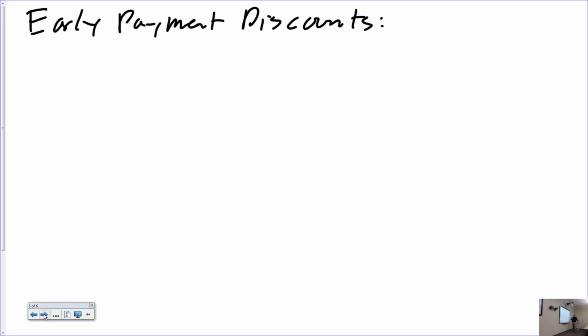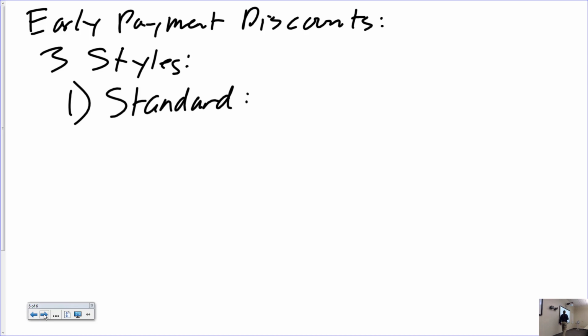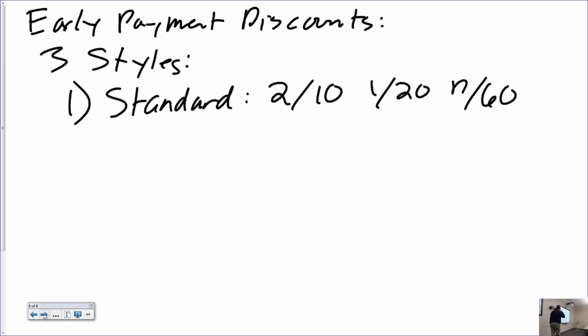So, early payment discounts. All right, there are three ways you can get an early payment discount. And again, these are negotiated at the beginning of your contract with your wholesaler. The standard method will look something like this: 2/10, 1/20, n/90. Negotiating terms are almost gone nowadays, folks. n/60, say. And these are often called the terms.